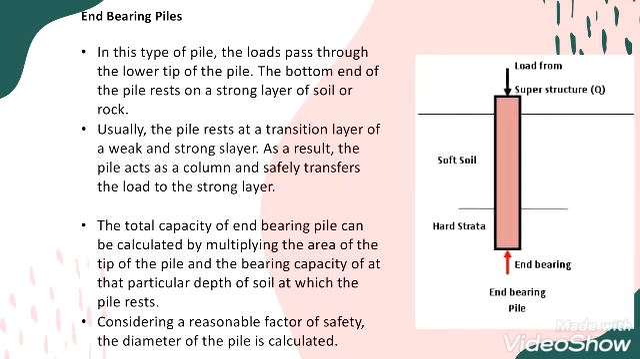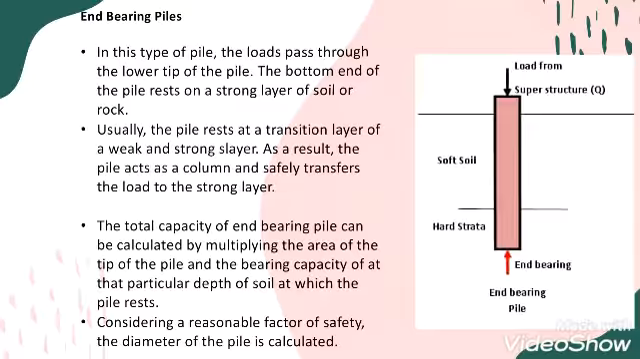The total capacity of an end-bearing pile can be calculated by multiplying the area of the tip of the pile and the bearing capacity at the particular depth of soil at which the pile rests. Considering a reasonable factor of safety, the diameter of the pile is calculated.